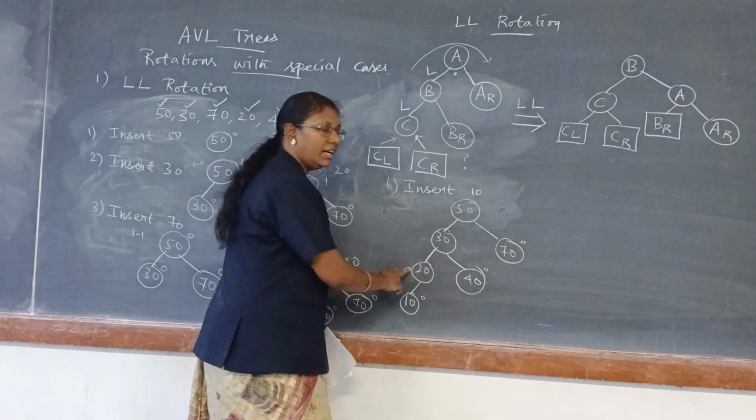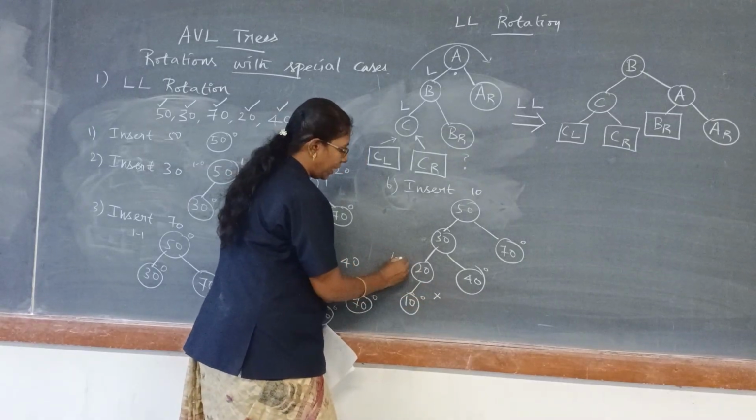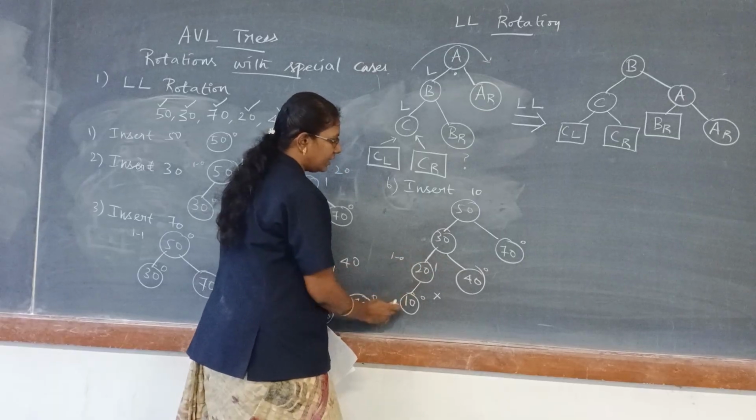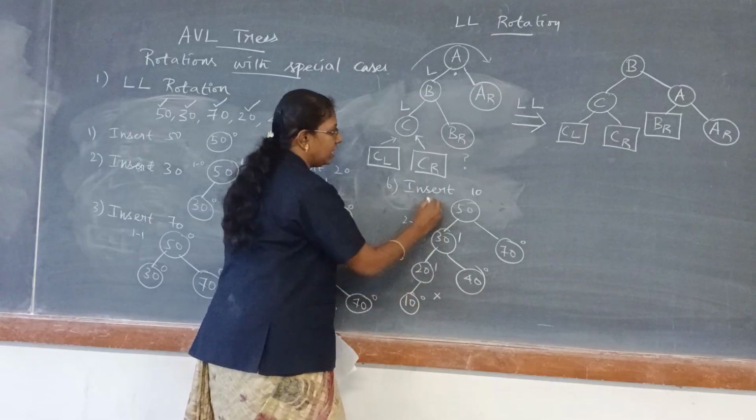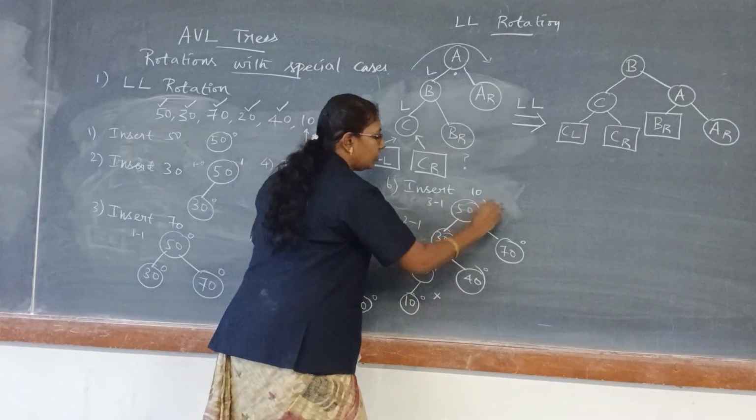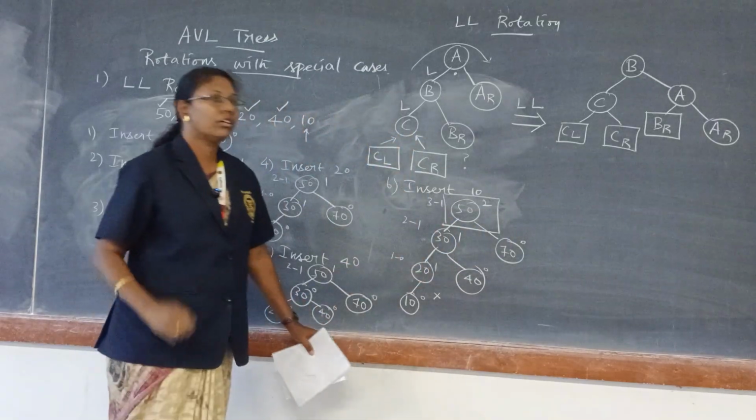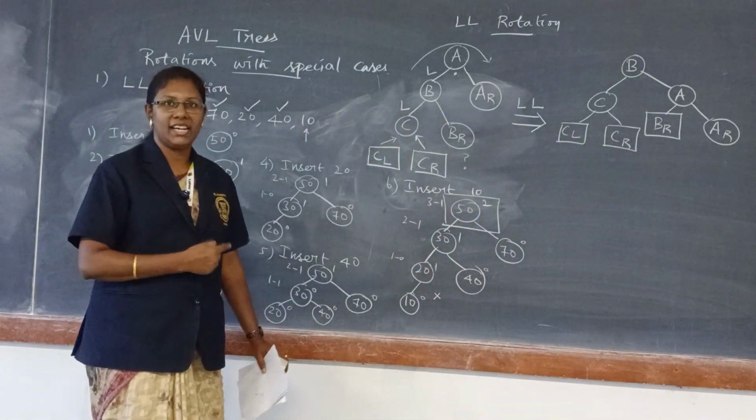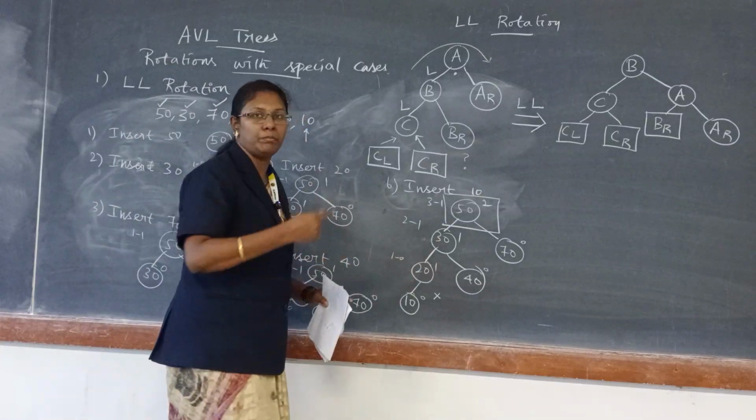And for this 20, it is 1 minus, there is no right subtree, so 1 minus 0 is equal to 1. And here it is 2 minus here 1, so this is 1. And 1, 2, 3, this level is 3 minus this is 1, so 2. Now at this point only we have encountered the imbalance structure. So that means we need to perform some type of rotation.